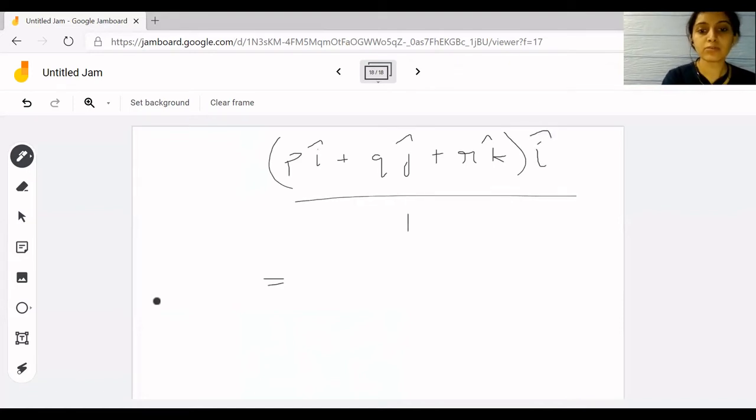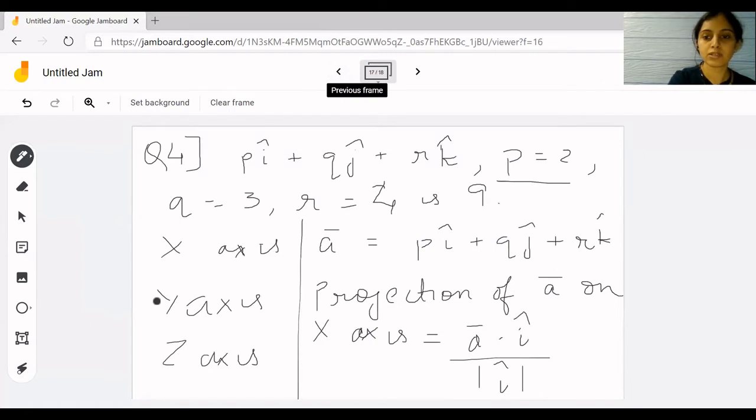Now when you do this multiplication, it's basically a dot product. So i into i will be 1, so we get p. j into i is 0 because they are perpendicular vectors, so the angle between them is 90 and cos 90 is 0. Again, k and i are perpendicular vectors, so that would again be cos 90, that is 0. So the dot product of different unit vectors is 0 and of the same unit vector is 1. So we have p upon 1, which is 2. What is the value of p from the sum? It is 2.